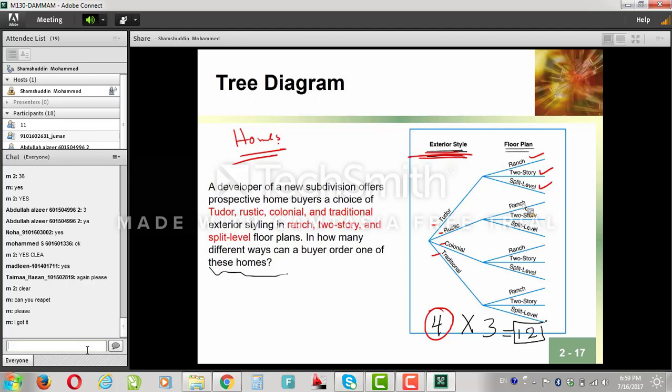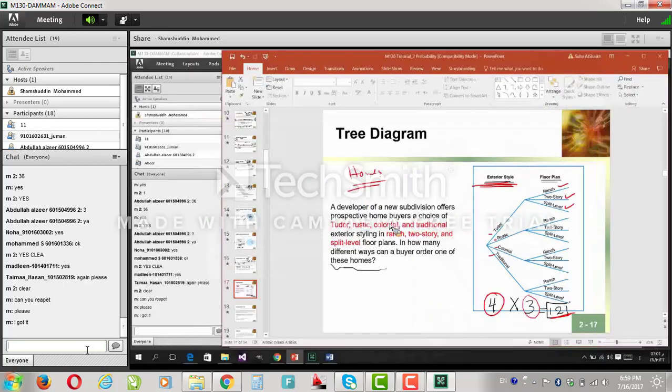Now the condition: for the 2-story, if the style is ranch, we have 3 options. Otherwise, it is not allowed. So 4 multiplied by 3 using the multiplication rule.